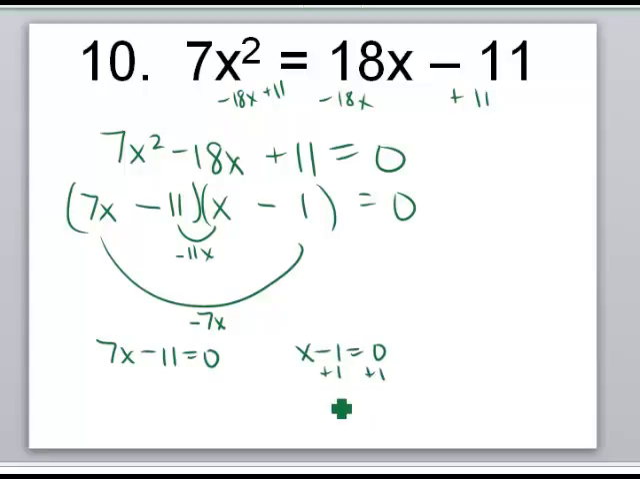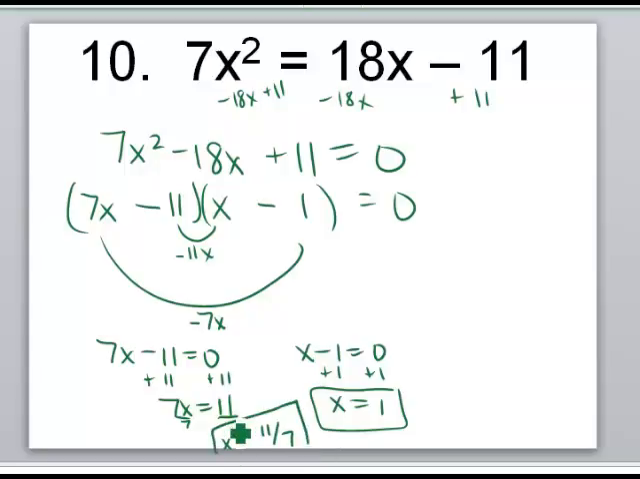Add 1 to both sides, x equals 1 is one of my solutions. Add 11 to both sides, I get 7x equals 11. Divide by 7, x equals 11/7. That's my second solution.